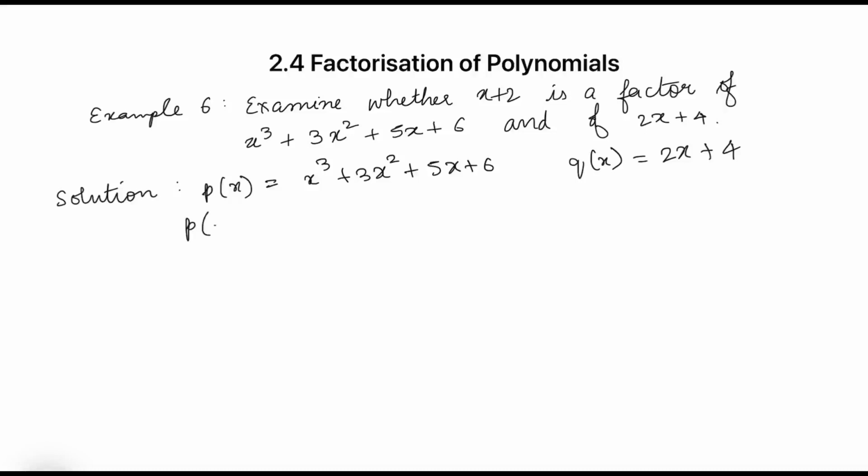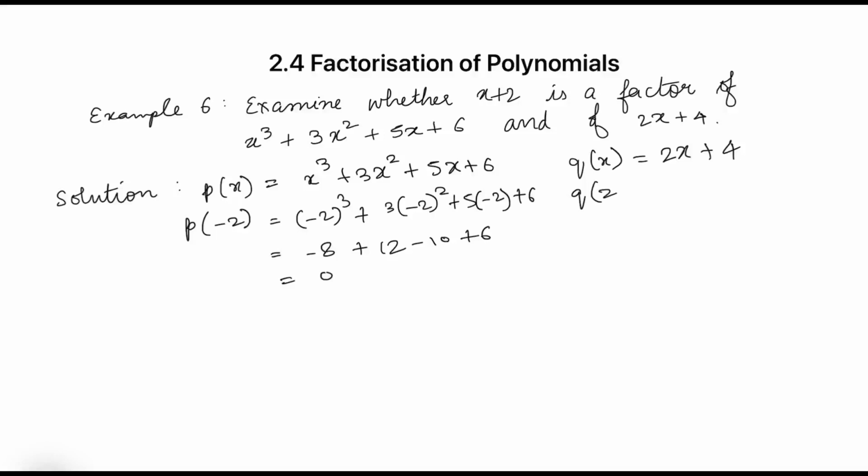So we'd simply find the value of p of minus 2. This is minus 8 plus 12 minus 10 plus 6, which is 0. Similarly, we'll use this operation for q of x, 2 into minus 2 plus 4, which is minus 4 plus 4 equal to 0. Therefore, x plus 2 is a factor of both p of x and q of x.